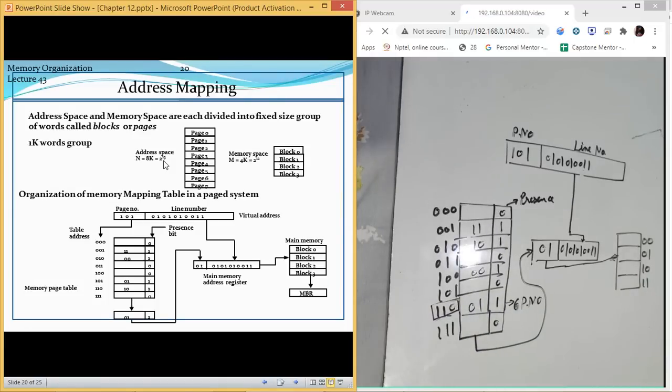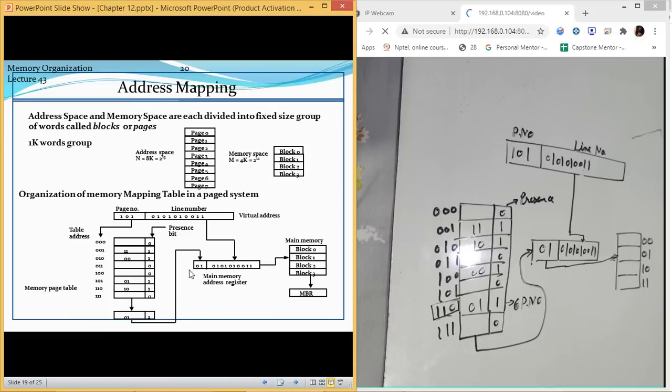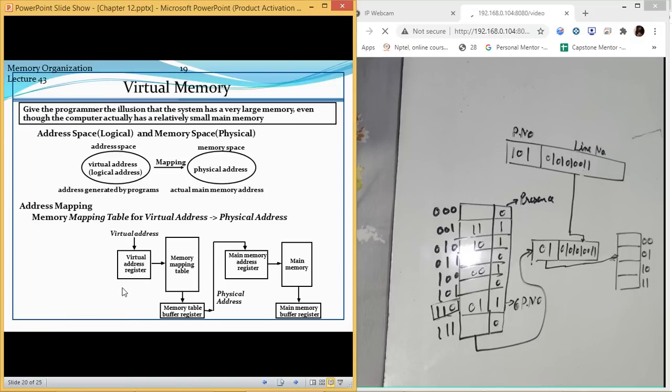This is how we work with address space and memory space. Okay. So this setup is also shown at this place, how this mapping is done. We have a virtual address register. We have a memory mapping table. So this is known as your memory mapping table. This is known as a virtual address which we create. Then the memory map table, then the physical address, and then we are going to search in main memory.